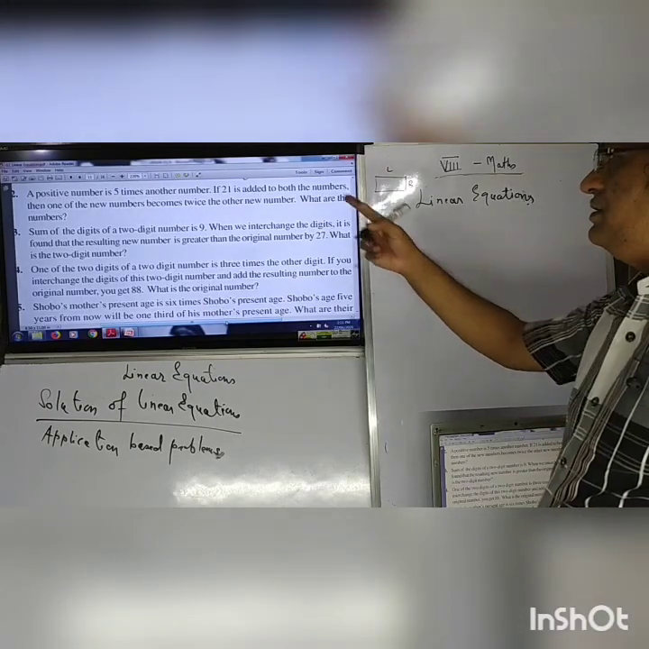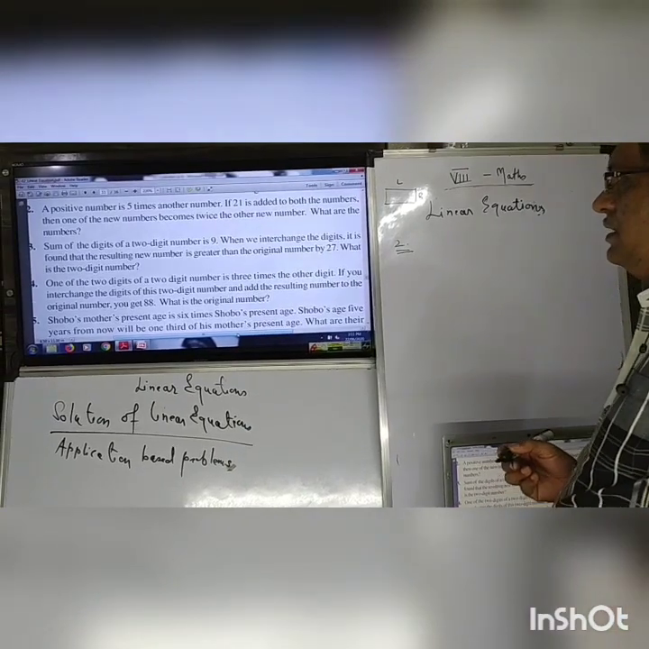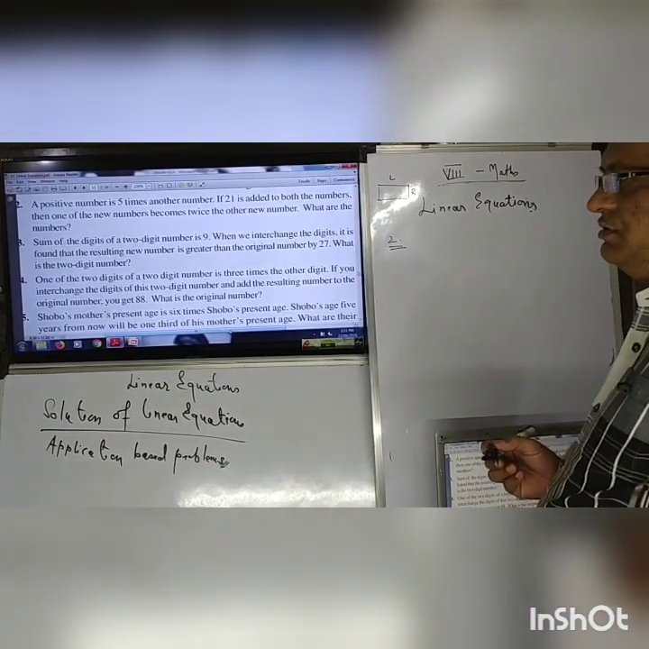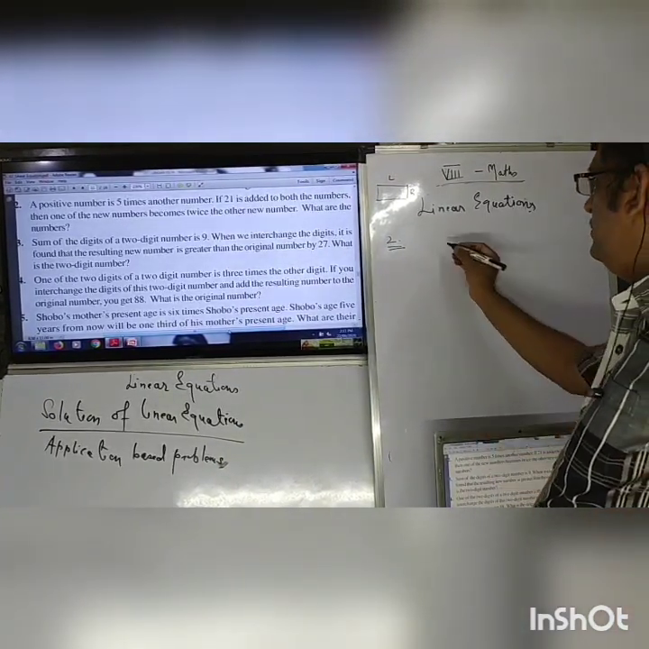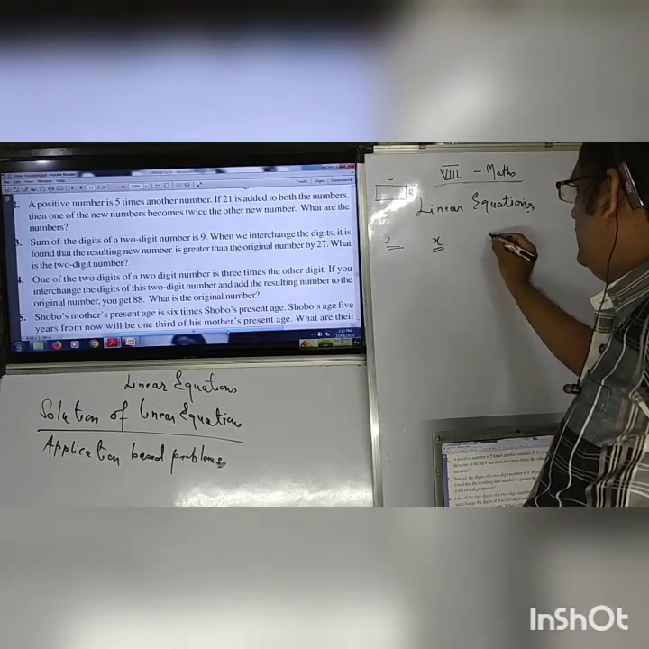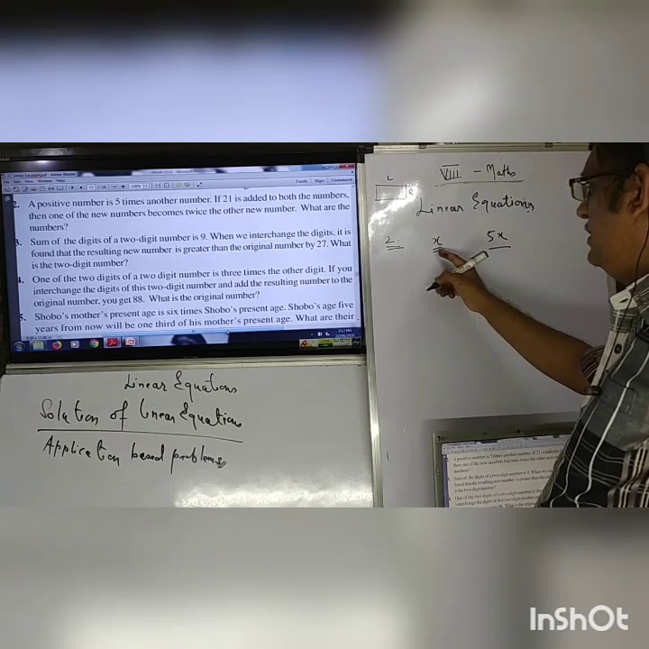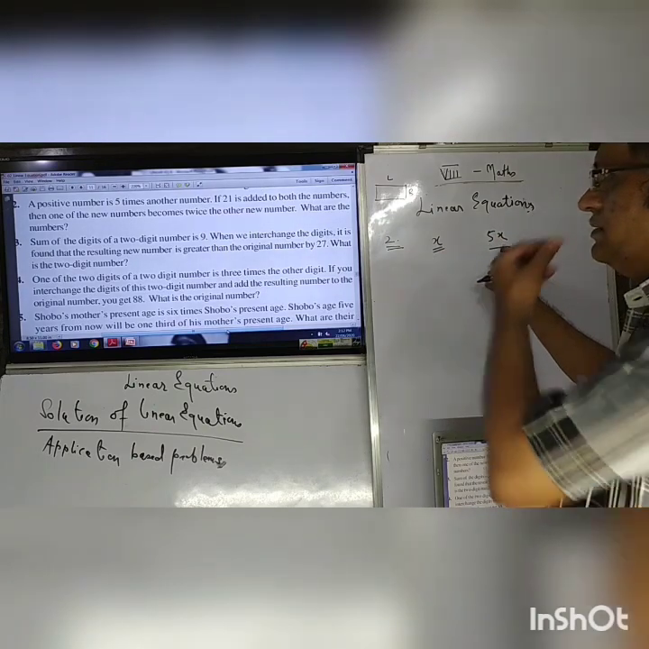Now let us solve the second problem. A positive number is 5 times another number. That means, let us say one number is x, then another number is 5 times, that is 5x. One number is x and the second number is 5x.